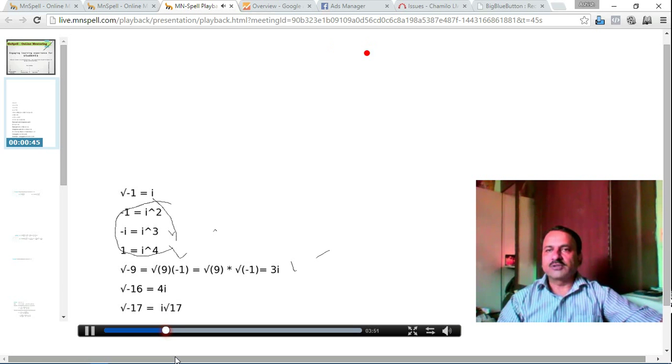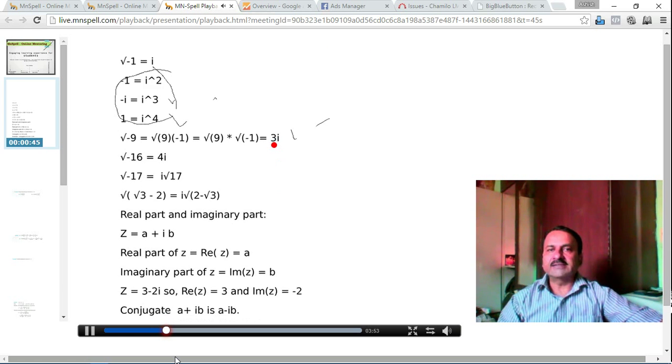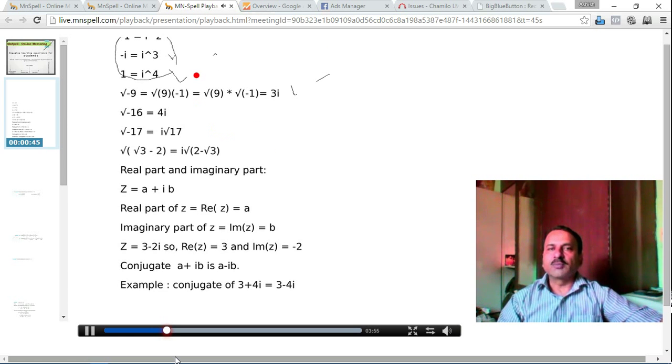Now we come to the next line. As I have already told you, under root minus 9 is 3i. Under root minus 16 is 4i. Under root minus 17: you will have to write under root 17, and with it you have to put i. So under root minus 17 is root 17 i.